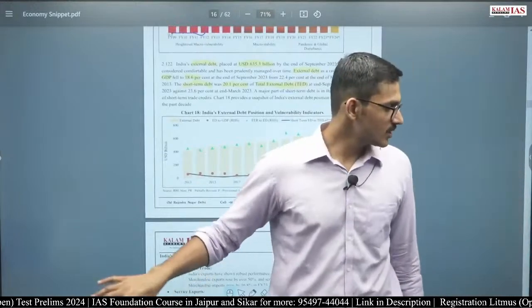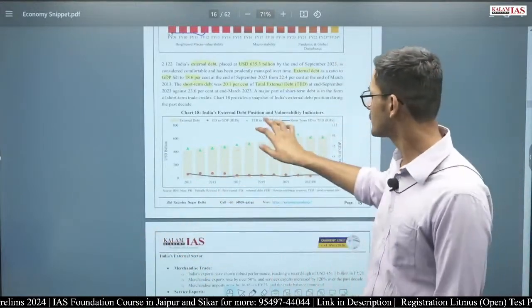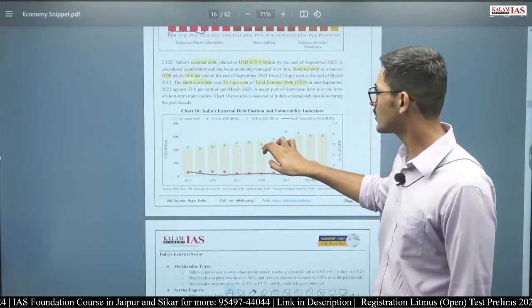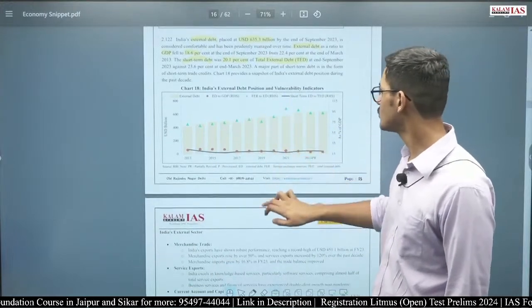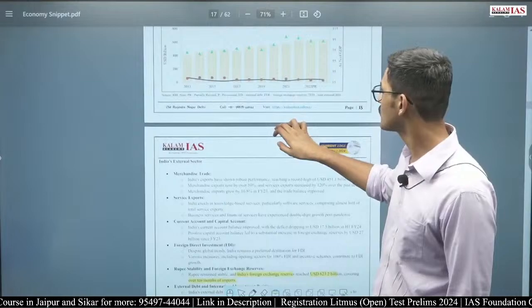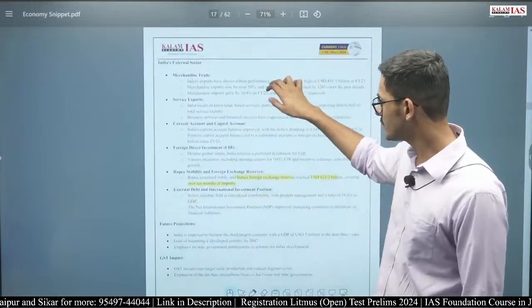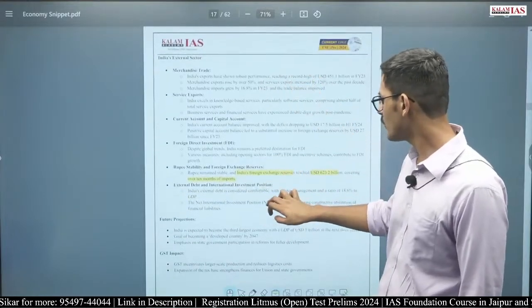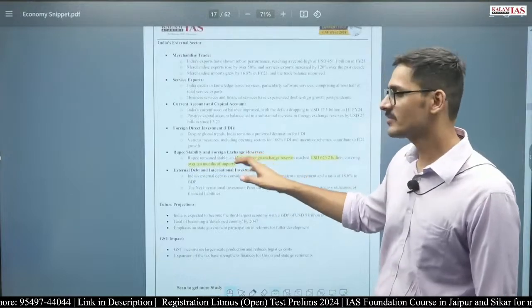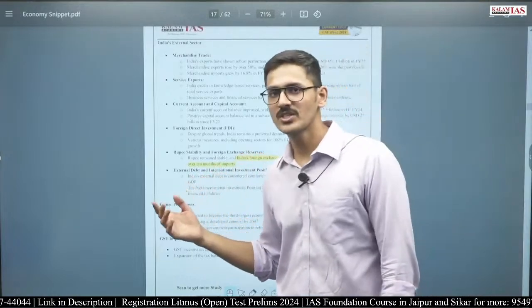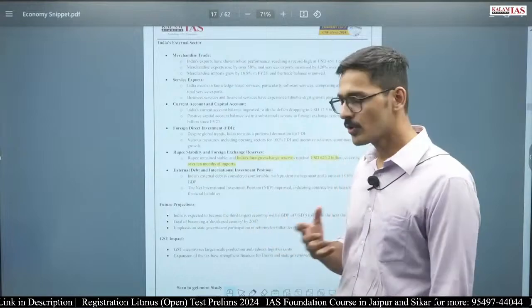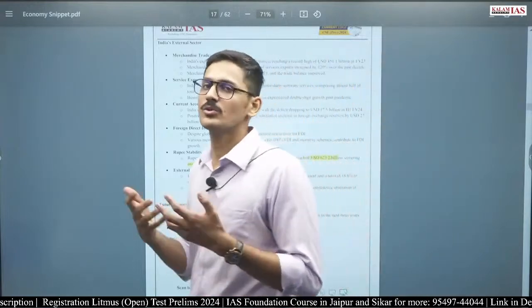So in this particular data, there is external debt position. What is external debt? External debt to GDP, short-term debt to total external debt. We have talked about it. Now moving forward, foreign exchange reserves. UPSC has already asked this question: what is import cover? What do you mean by import cover, and what is the unit of import cover?